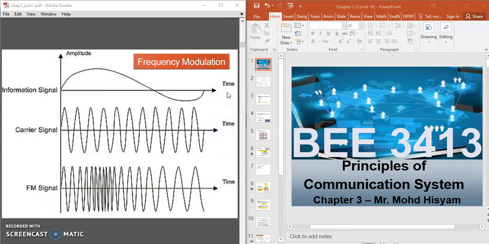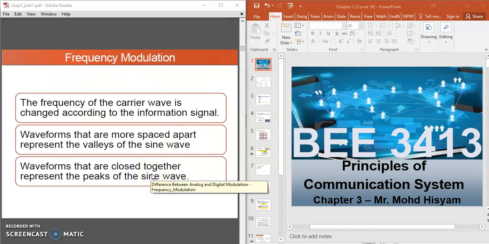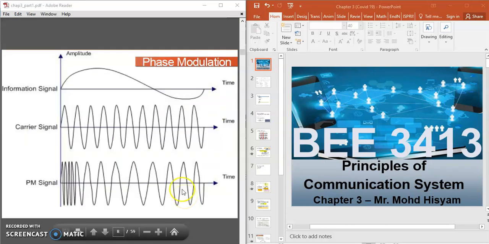Now, this one is the information signal for frequency modulation, and we have the sinusoidal carrier signal, and then this is the output signal for FM. You can see, in the previous slide on amplitude modulation, we played in terms of the amplitude. But right now, when you deal with frequency modulation, you will see the signal become wide and also narrow. For phase modulation, we play in terms of the phase. The information signal and carrier signal are also similar.